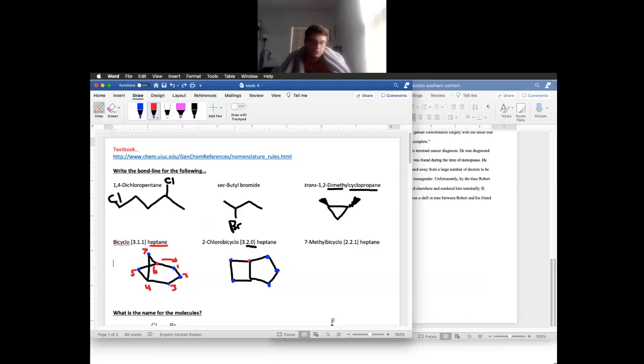Your bridge carbon when naming will be your number 1 carbon. All right, so that's where you're always going to start. My bad. 1, 2, 3, 4, and I'm not going to keep going because we already see where we're going to place our chlorine, which would be in the 2nd position. All right, and that is that. Any questions?